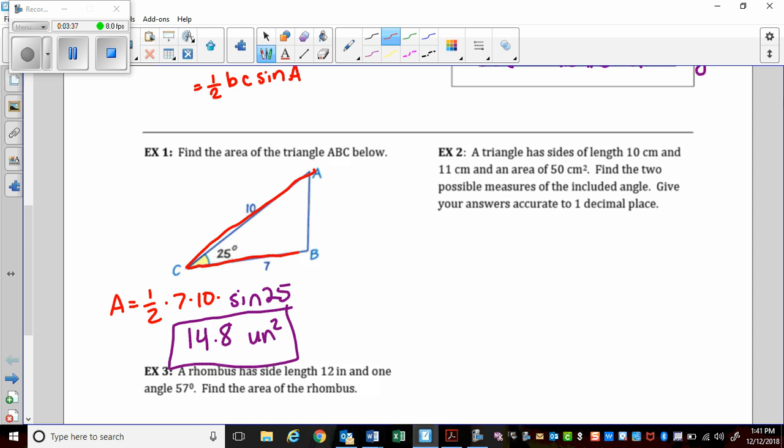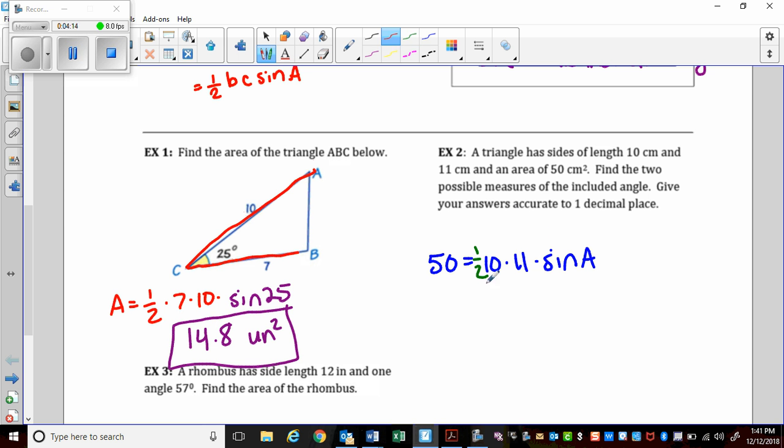All right, a triangle has side lengths of 10 and 11 and an area of 50. Okay, so my area is 50. They give you the answers. That equals 10 times 11 times sine of my included angle. Let's just say that it's A, because they don't give us any letters. I don't know what my vertices are. Find two possible measures of this included angle. Okay, so, or I forgot the 1/2.